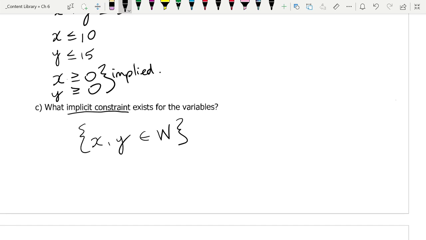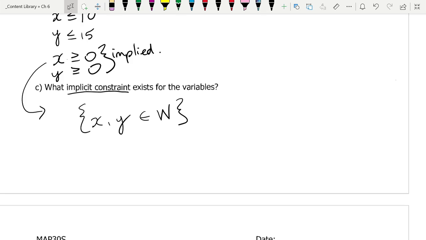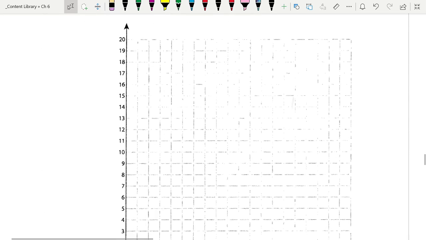I guess some people might put this down here too, because, again, implied and implicit mean the same basic thing. As long as you have that, it doesn't matter where you put it. Okay, next question. How do we graph this?